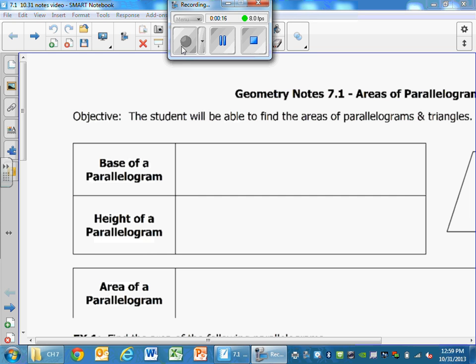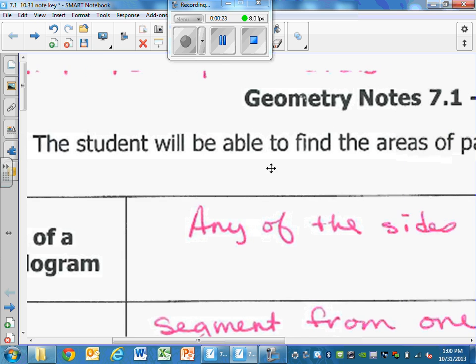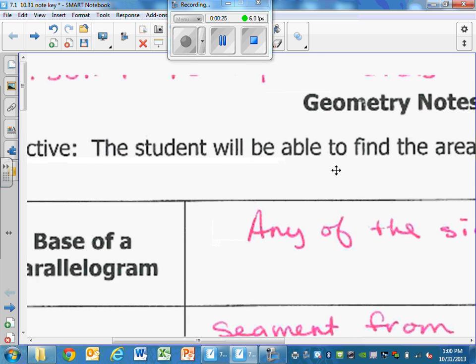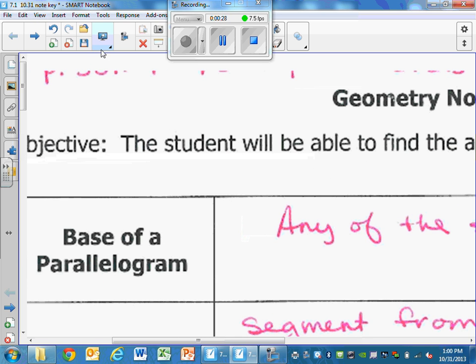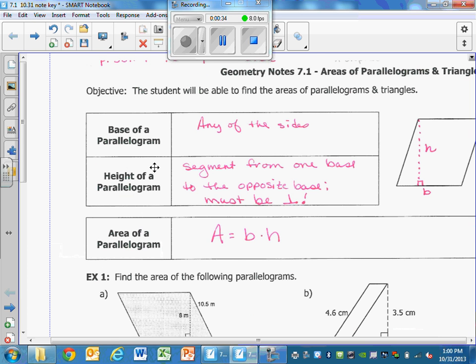So what is the base of a parallelogram? The base of a parallelogram is any of the sides. So it can be any of the sides. You should write that down in your notes. Base of a parallelogram can be any of the sides.